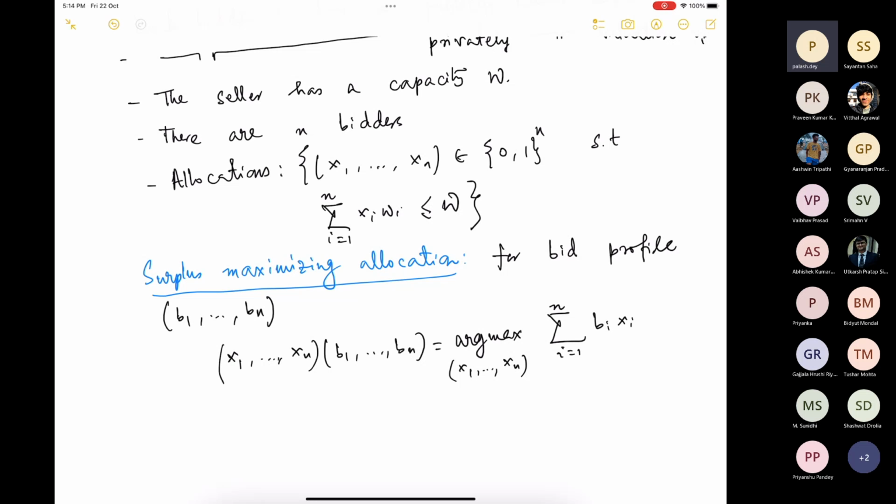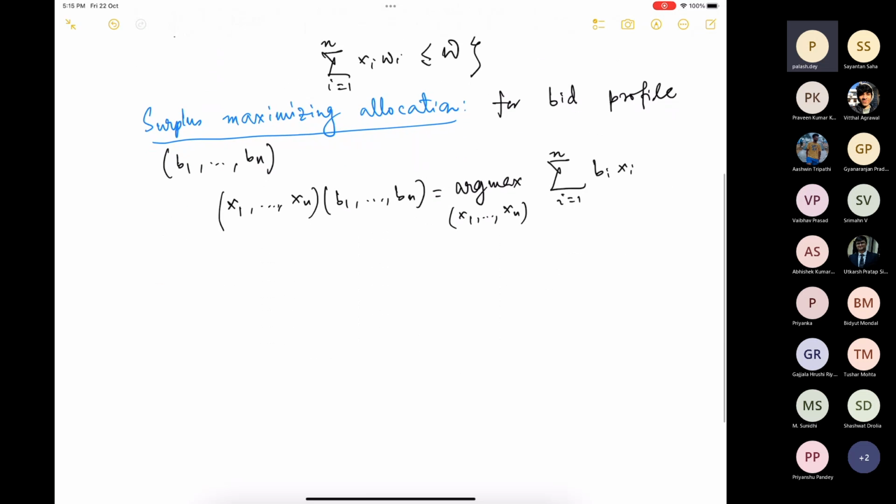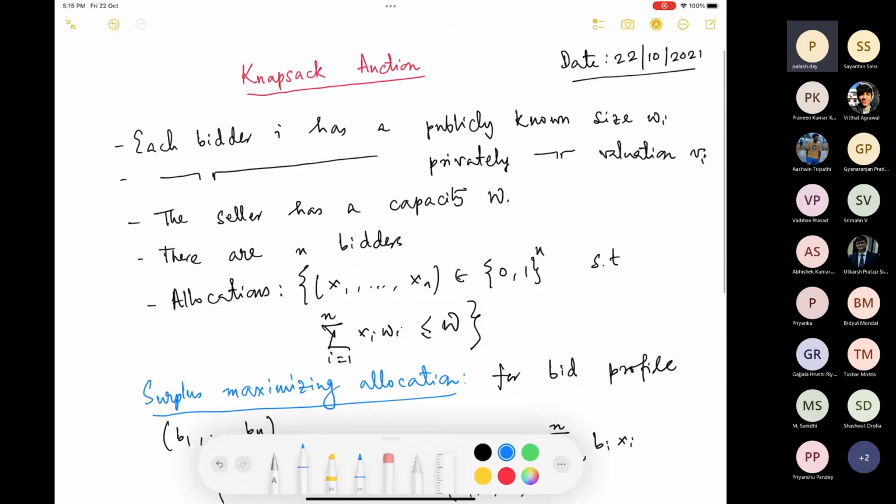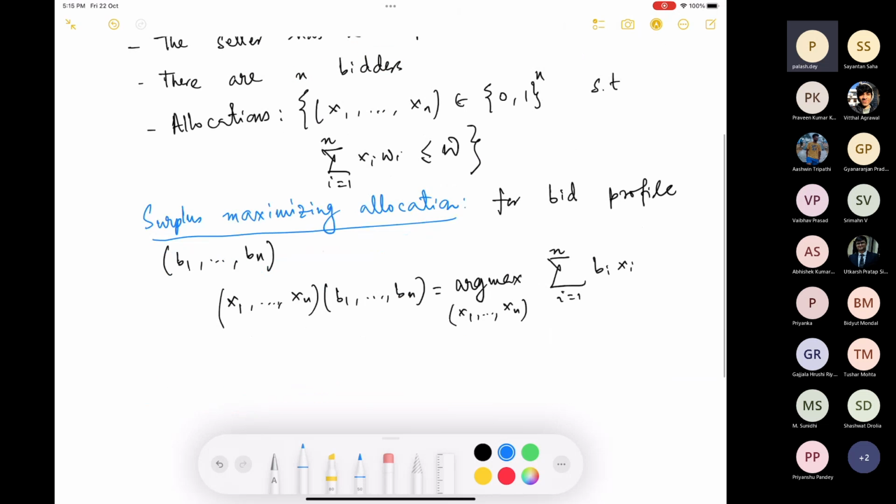For the allocation x1 to xn, the social surplus is summation Bi xi, and we want to pick an allocation which maximizes this surplus. So we pick an allocation x1 to xn which maximizes summation Bi xi. Okay, so the first step is done. We have ensured a surplus maximizing allocation. Then the second step is invoking Myerson's lemma because it is a single parameter environment. Why? Because the private information of each player is encoded by a single real number. So that's why it's a single parameter environment.